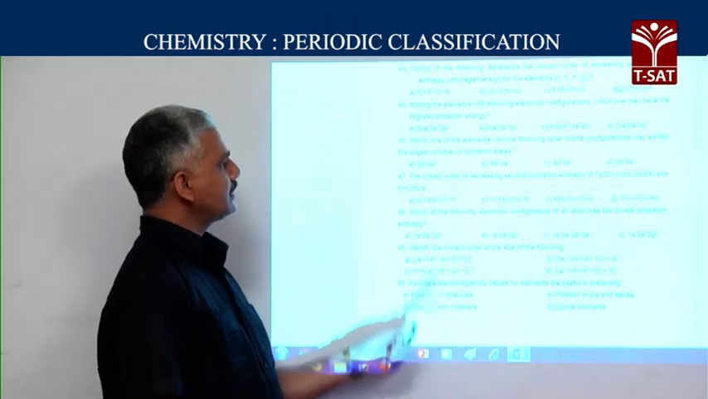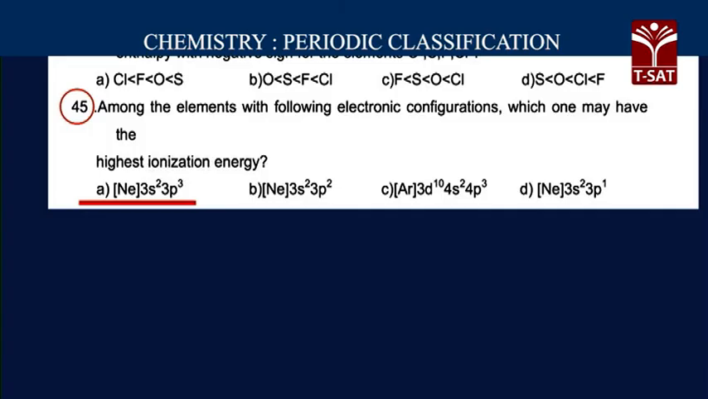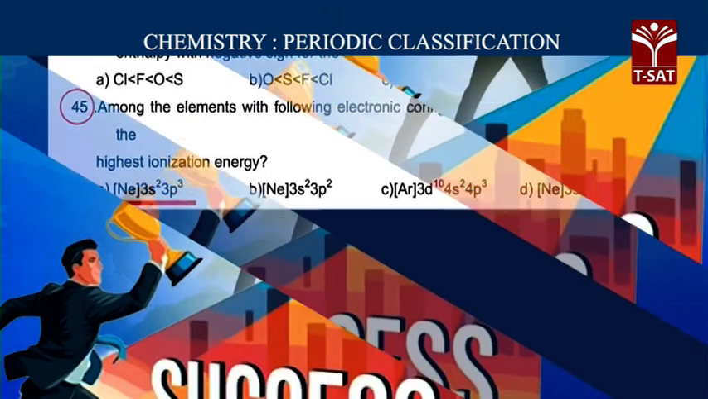The correct option is A, because it has a stable half-filled configuration. Moreover, the atomic size is also less in the given 4 options. In fact, this element is from the 3rd period, 5th A group, and the element is phosphorus.